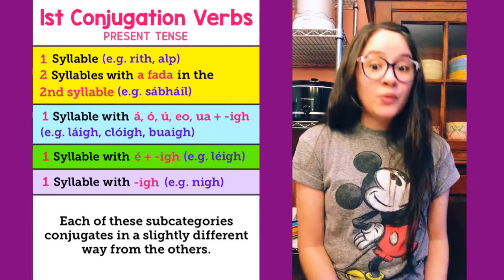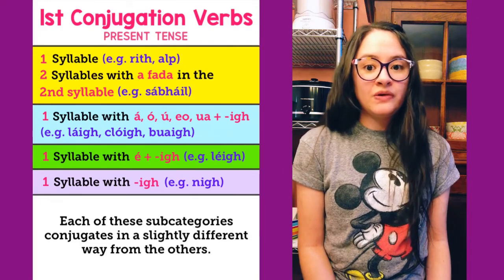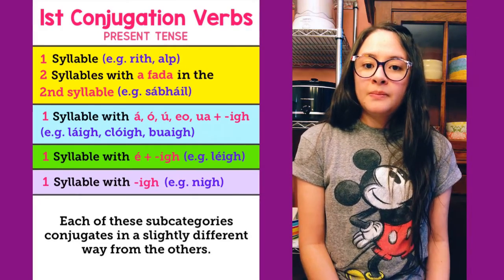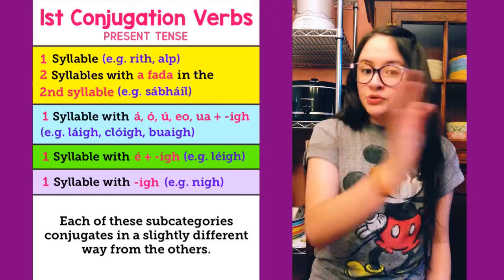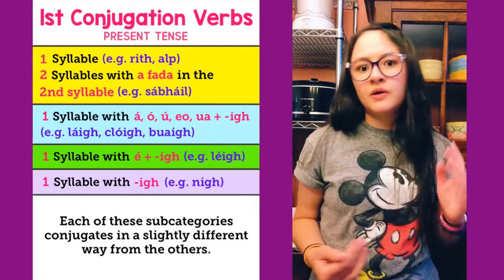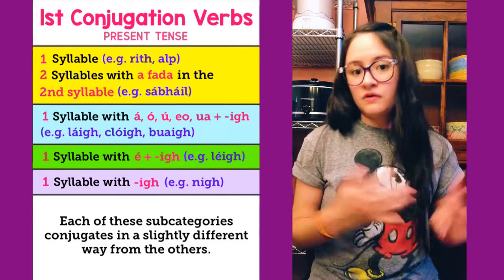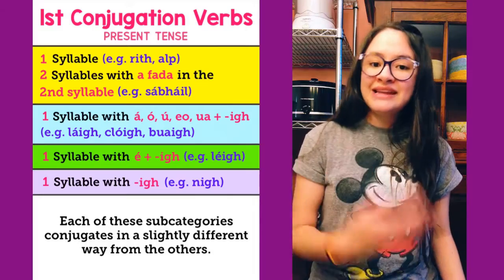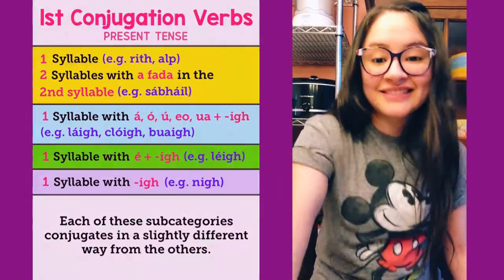And lastly, we have one-syllable words that end with igh that don't fall into the previous two categories before them, so they don't have e fada, a fada, o fada, those things, such as knee, to wash. So now we can jump. Ooh, that's bouncing. So now we can actually start conjugating.